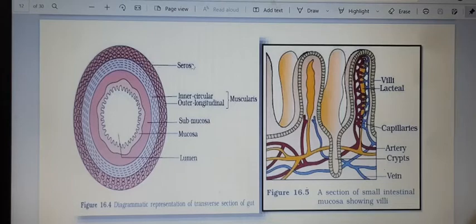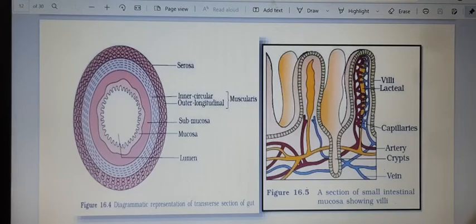So we can see outermost layer is the serosa, and below that there will be the muscularis layer. Muscularis layer is made of two types of muscles: inner circular muscles and outer longitudinal muscles. Then below that there will be submucosa, and the innermost is the mucosa, and this is the lumen, that is the hollow part. So this generalized diagram is there in your syllabus. It is very important.